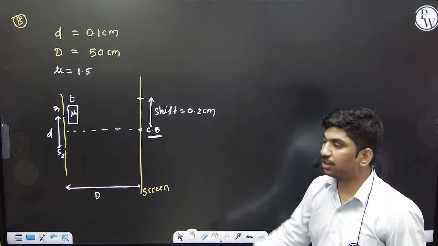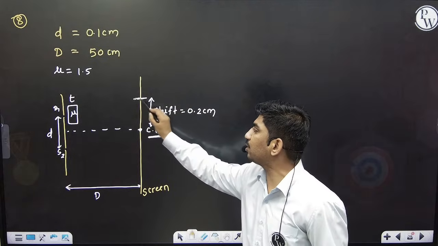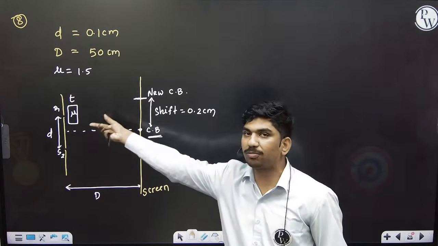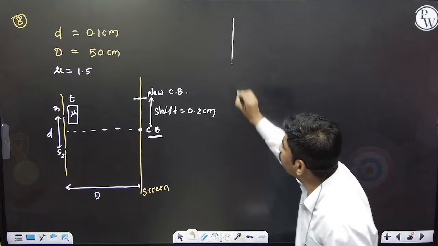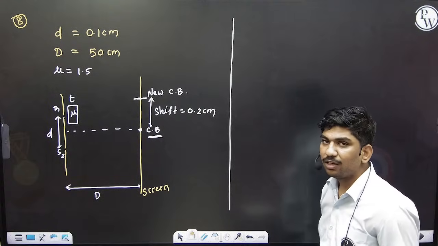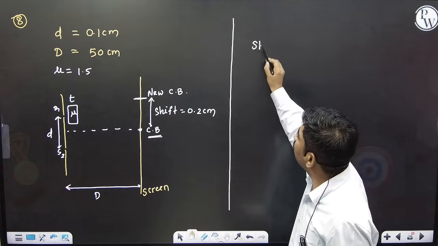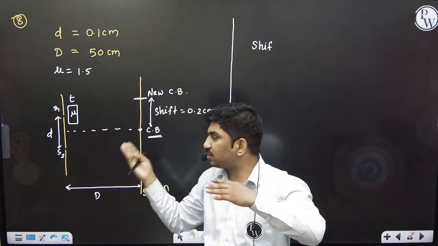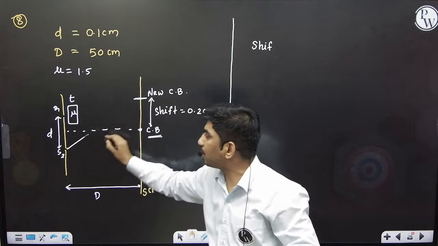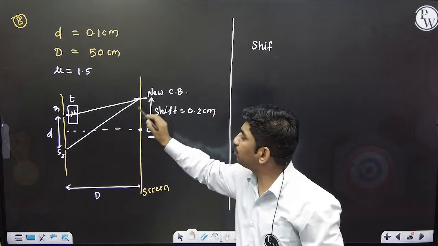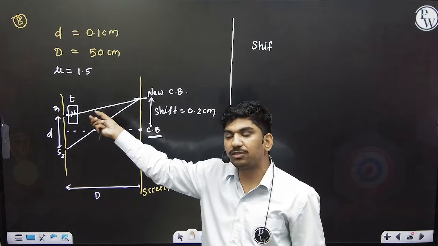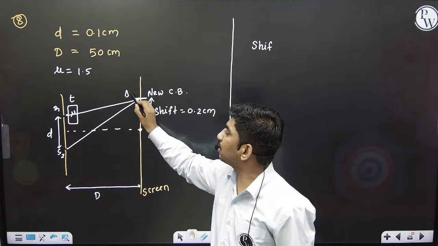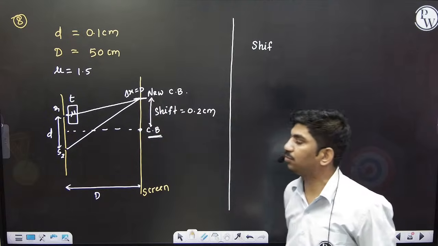Now in such questions, if this is the new central bright after introduction of the slab, what are we supposed to do? Yes, we know the shift formula. It is going to create a path difference of (mu minus 1) t. To adjust that, the light is supposed to travel some more distance. So the geometric path, if it is traveling more, equal to (mu minus 1) into t, it will meet here where delta x can again be equal to 0, and we get the new central bright.